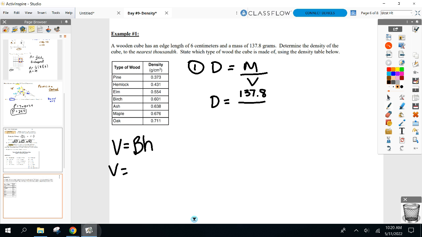6 times 6, which is the base, and it also has a height of 6. So 216 cubic centimeters. So I plug that in for my volume, mass over volume. Rounding directions, nearest thousandth. So 3 numbers after your decimal.